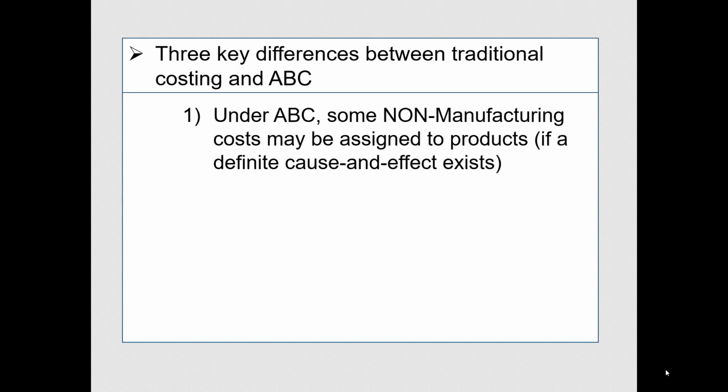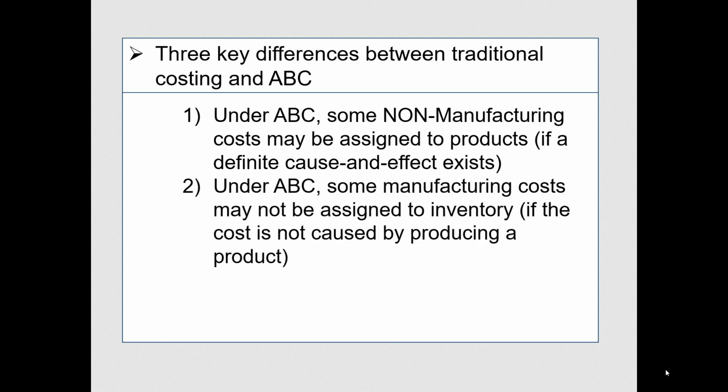There are three key differences between traditional costing and activity-based costing. First, under ABC, some non-manufacturing costs may be assigned to products. If there is a definite cause and effect, then you would want to go ahead and assign that to products, something like a sales commission. Under ABC, some manufacturing costs may not be assigned to inventory if there's not a strong correlation between incurrence of activity and cost. Clearly, this is different from what we've learned in previous chapters.